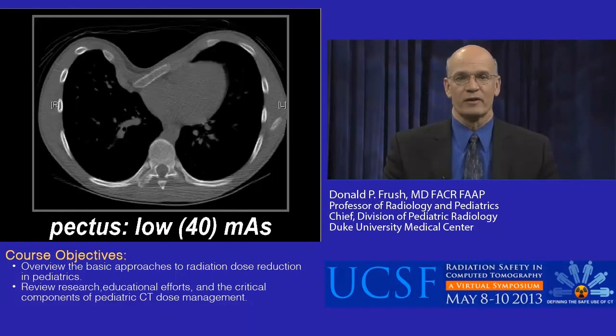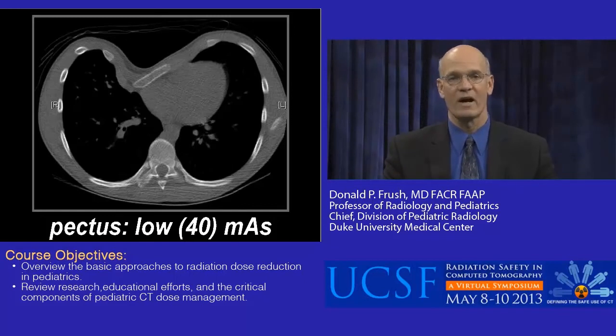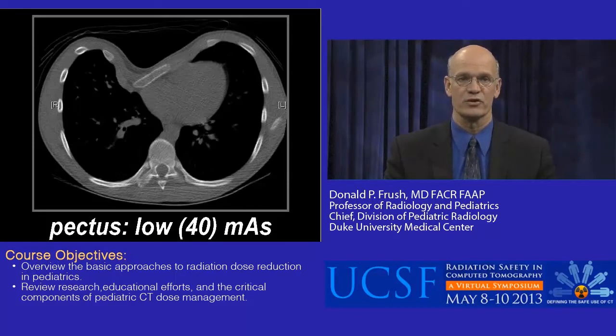Here's an example of a low tube current examination for a pectus deformity, just 40 mAs. This is a very low dose examination. We don't need fine detail. All we need to do is take some measurements of what the sternal relationship is to the spine, the medial-lateral dimensions, and of course do a survey of the lungs and soft tissues.